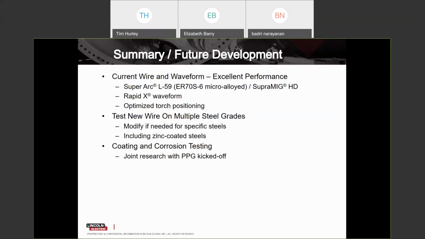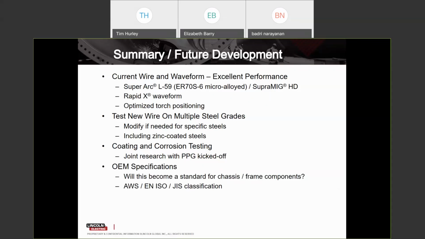We have already started a corrosion study with PPG. Some of the pictures that I showed earlier, the images with paint adhesion, are samples of welds that are about to be submitted to corrosion testing. So we're going to have coating and corrosion test results in the very near term, proving hopefully that what we expect, that the life is going to be significantly extended with the new design of wire.